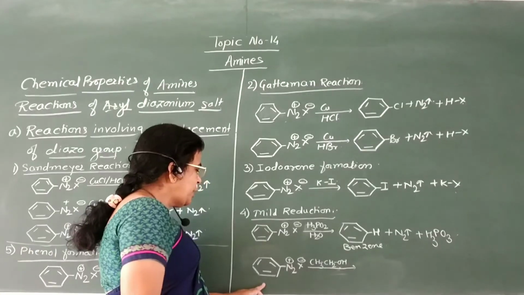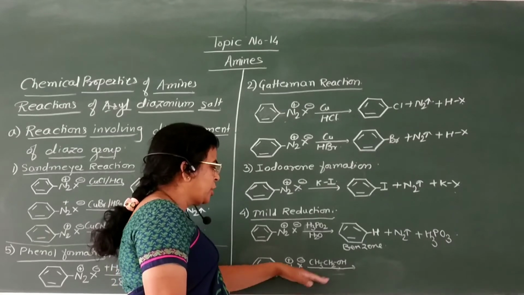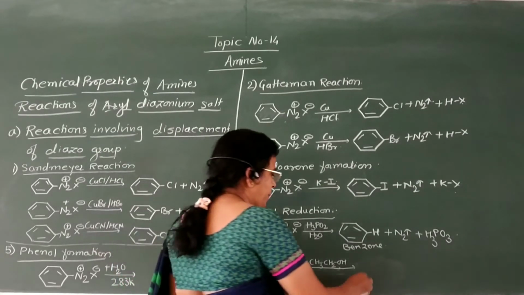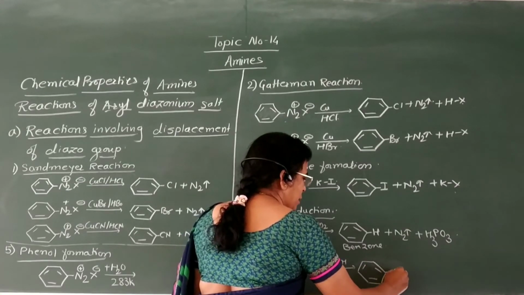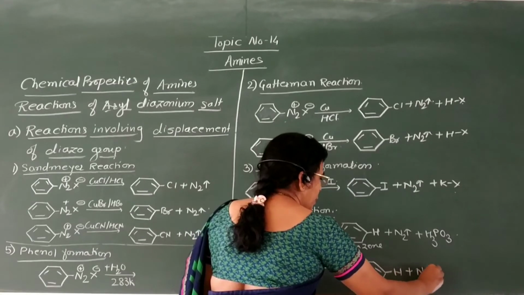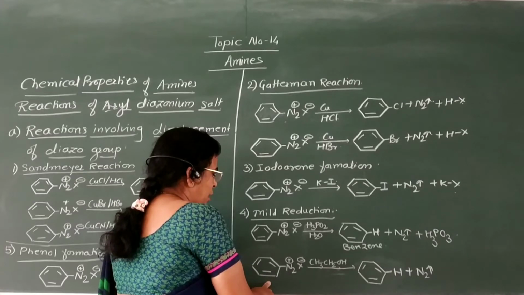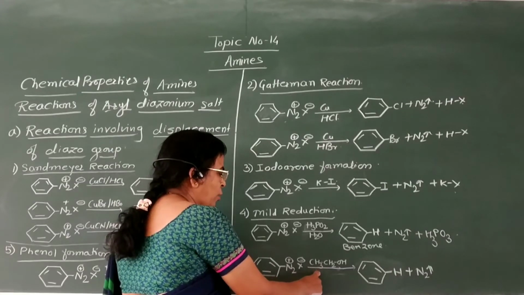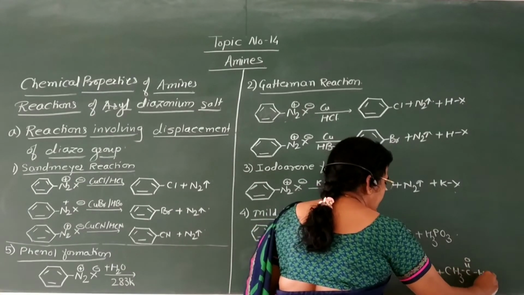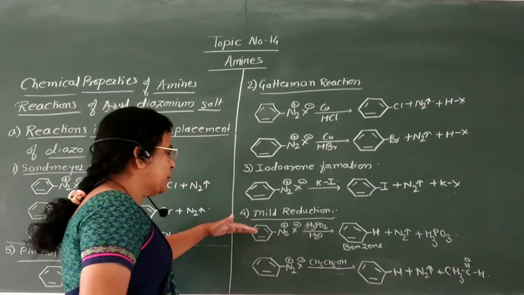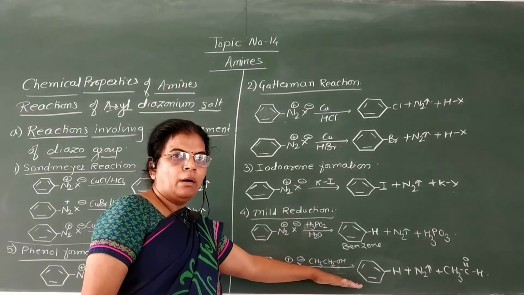Now next, when this aryl diazonium halide undergoes reduction or mild reduction in presence of ethanol, it gives benzene plus N2. Now here this ethanol is used for the reduction of this aryl diazonium halide, therefore it undergoes oxidation to give CH3CHO, that is acetaldehyde. In this way, this aryl diazonium halide undergoes mild reduction to give benzene.